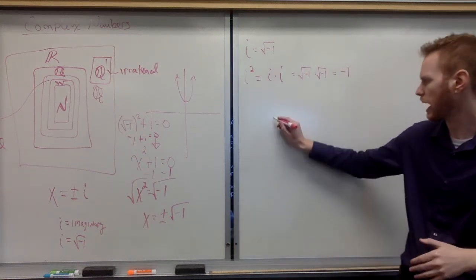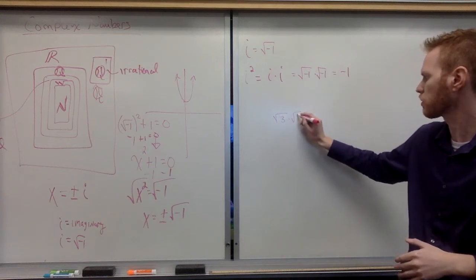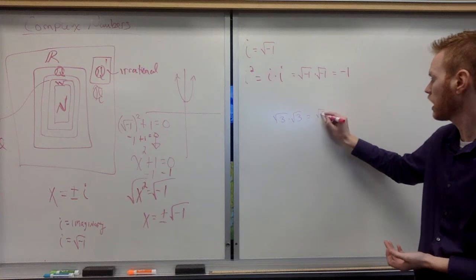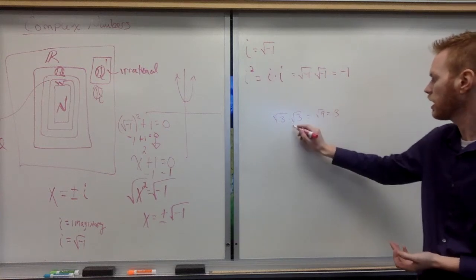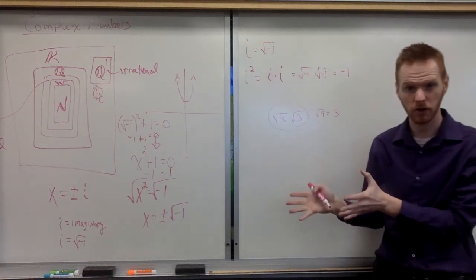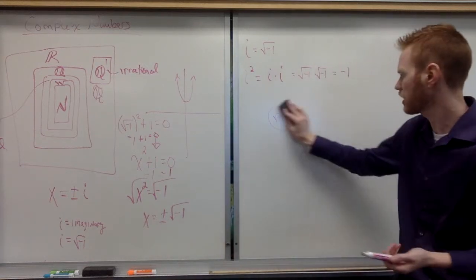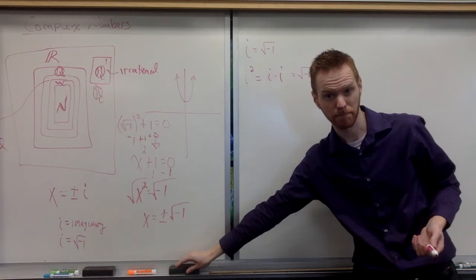Just recall, quick recap. If I took the square root of 3 times the square root of 3, I get the square root of 9, which gives me 3. In other words, I'm getting what's underneath the radical when I'm finished with it. Does that make sense? Same principle as it is up here.